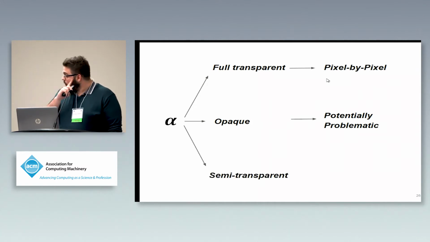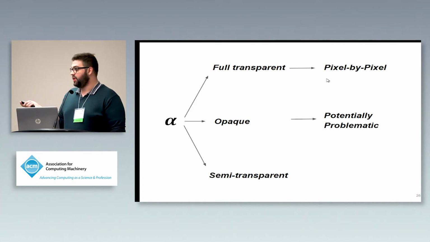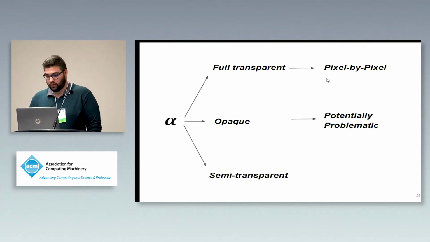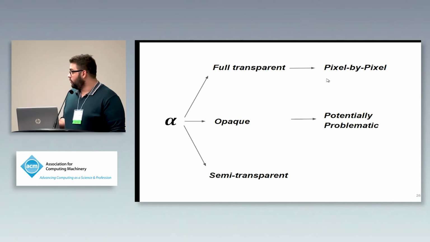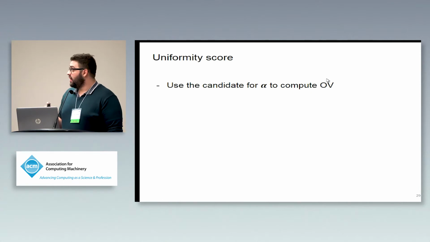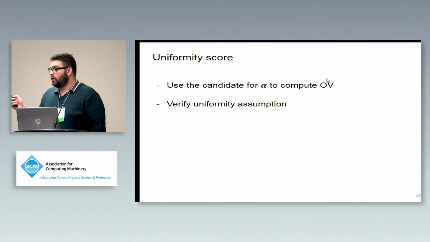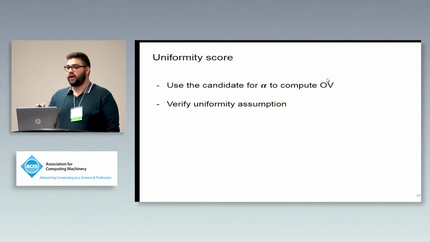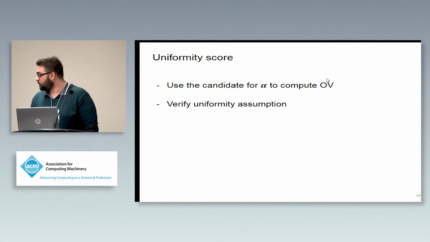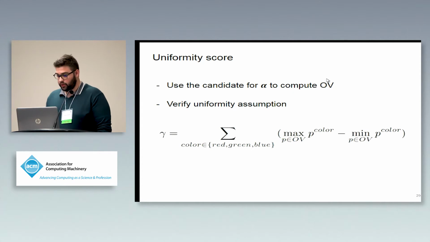The third part, which is the most problematic one, is when we have some semi-transparent overlay, because we now need to understand the net effect of all of these overlays. To do so, we are going to compute a new metric that we call the uniformity score. So now that we have the value of alpha, we can easily compute all the overlays. And on these overlays, we are going to verify the uniformity assumption that we made before. To do so, we compute the uniformity score with this formula.